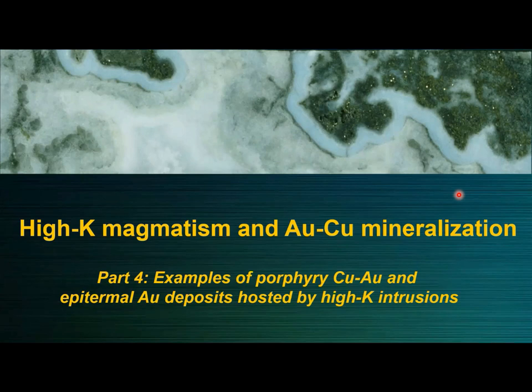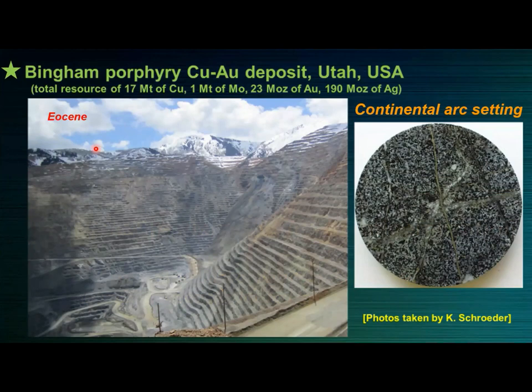One is the Bingham porphyry copper deposit, a really large one, Eocene in age, and located in Utah in the US. A very large total resource of about 17 million tons of copper and 1 million tons of molybdenum and at least 23 million ounces of gold. The rocks, they look like that. It is a high potassic calc-alkaline monzodiorite.